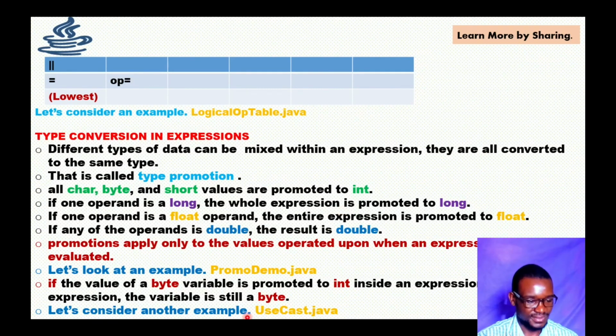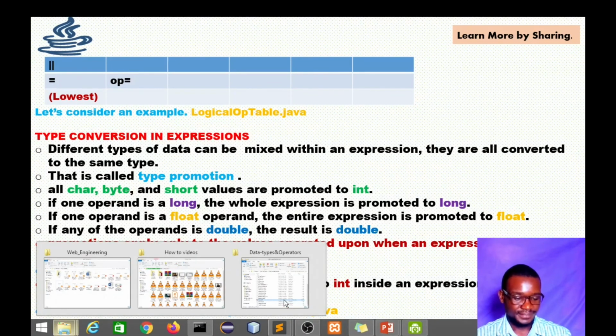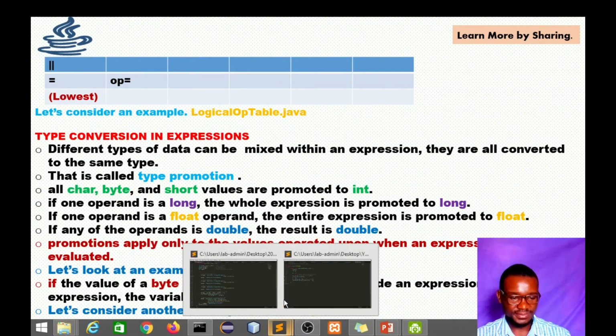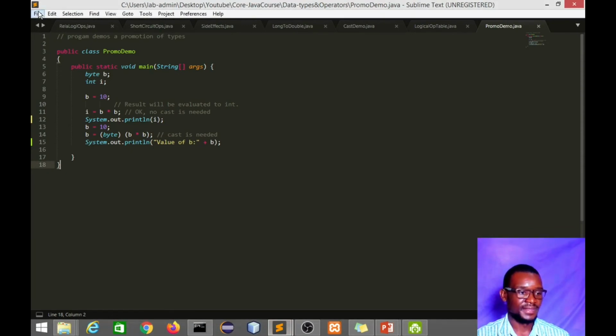Okay, so we say if the value of a byte variable is promoted to int inside an expression, outside the expression the variable is still a byte. If the value of a byte, for example, which is a variable, is promoted to an int inside an expression, outside the expression the variable is still a byte. Let's look at this example, the use cast, so that we get to know that.